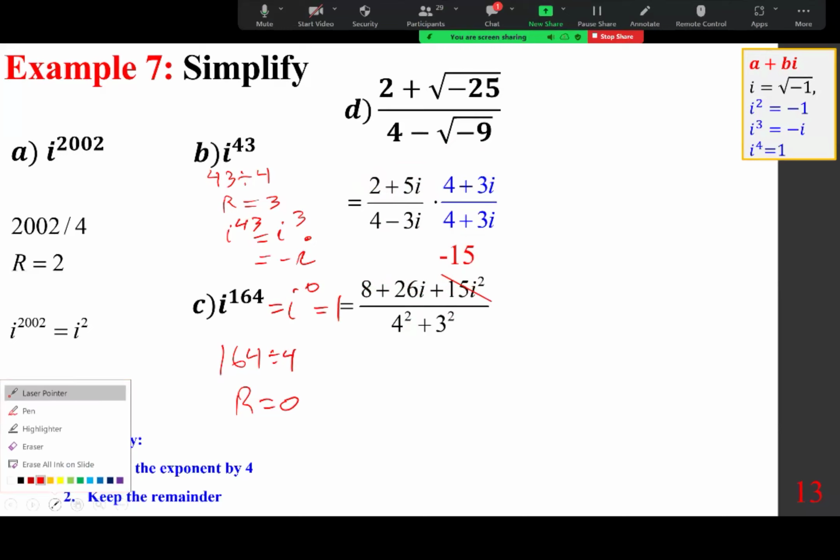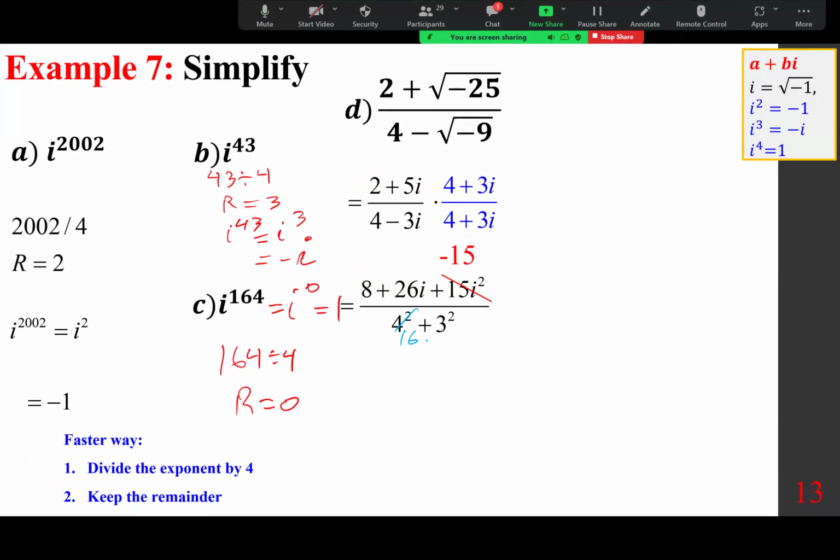Let me just write this. 16 and 9 add up to 25. You make two fractions. You get negative 7 over 25 plus 26 over 25 i. So therefore, this is a plus bi. So a is negative 7 over 25 and b is 26 over 25.